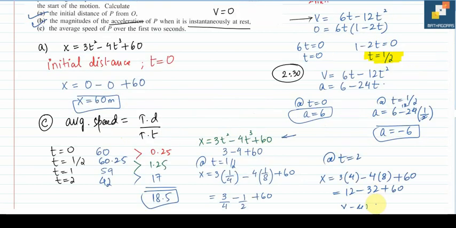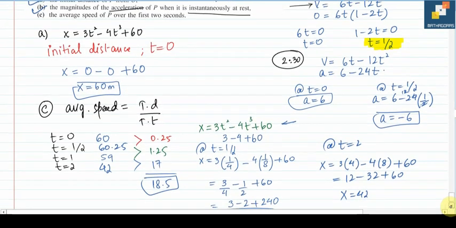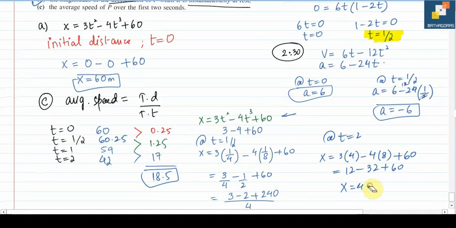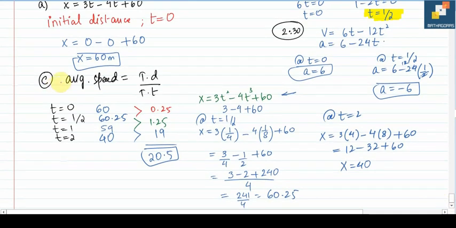So firstly, x is not 42, it's 40, right? And this distance will be the same because it's 40. Now the difference is not 17, it's 19. And when you add, it will be 19 plus 1.5, it's 20.5, right? That is your distance. We are looking for average speed here.